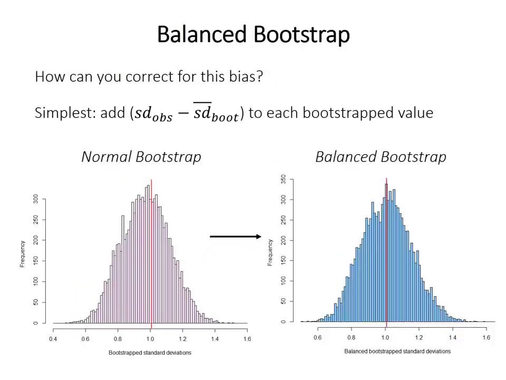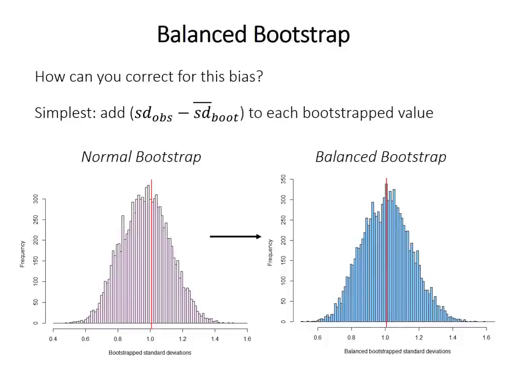There are a variety of ways to correct for this, but we'll just cover one fairly straightforward and simple one, and that's called the balanced bootstrap. The process just involves correcting the offset by adjusting each value. So for each bootstrapped standard deviation, in this case, we're going to add the difference between the observed value in our original data and the mean of all of our bootstrap data. So we're adjusting each value and shifting it so that the mean of our bootstrap data is the same as the actual value in the original data, the observed value.